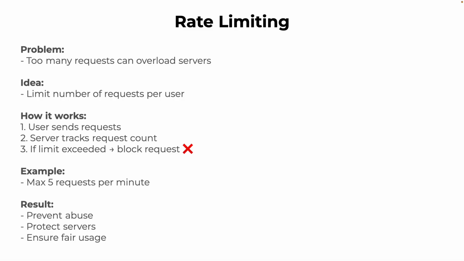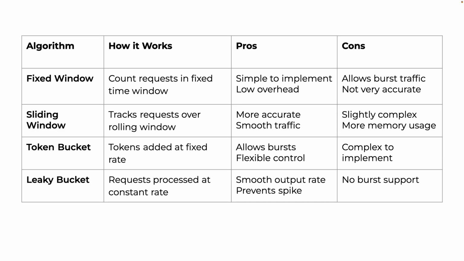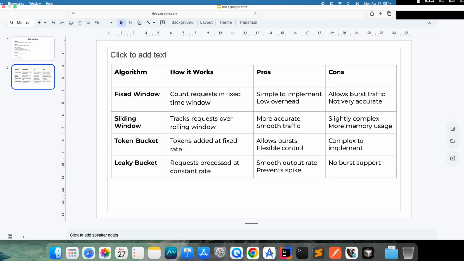Okay, so next there are a few algorithms that are used for rate limiting. The most famous is the fixed window, as it is simple to implement and has low overhead. But the one major companies use is the token bucket. So we'll implement rate limiting using the token bucket algorithm through a Node.js demo. Let me just navigate to the source code.